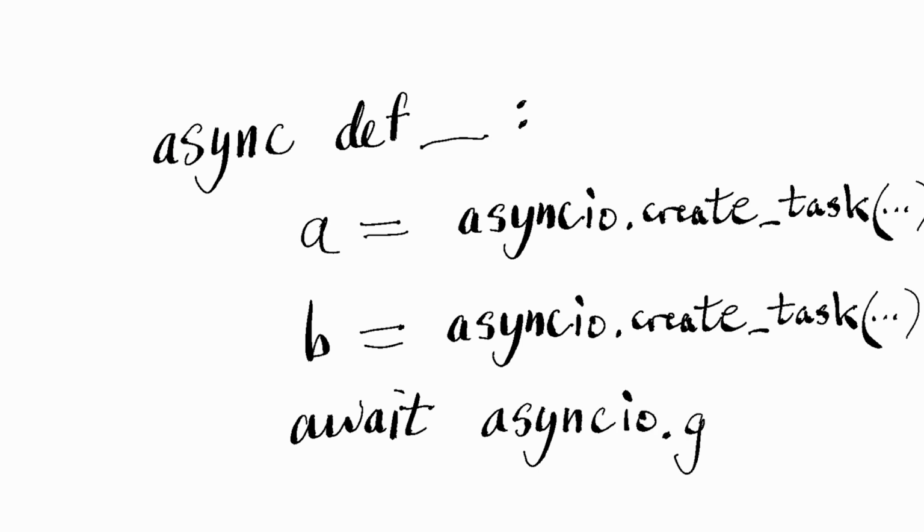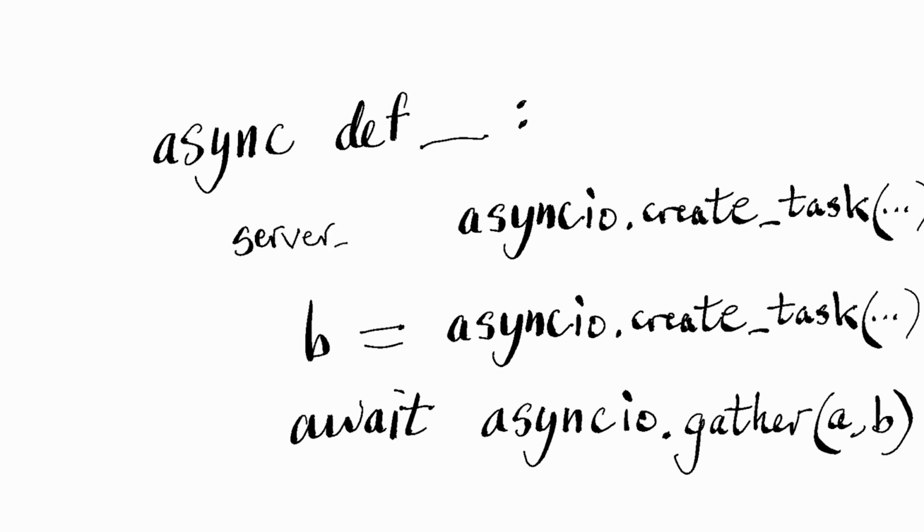And then at the end of this, we'll go await asyncio.gather of A, B. And what this does is it will be a function which waits for A and B to give their return values or complete their task. And this function will stop running after both of those finish.